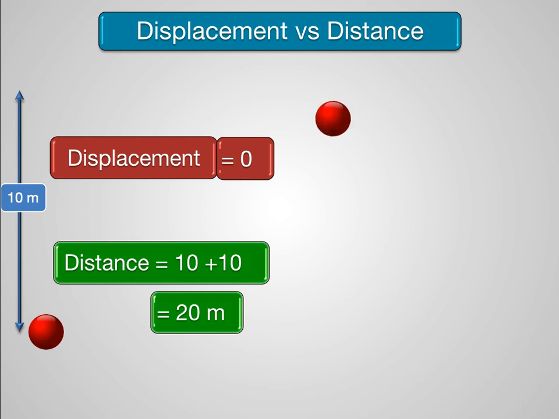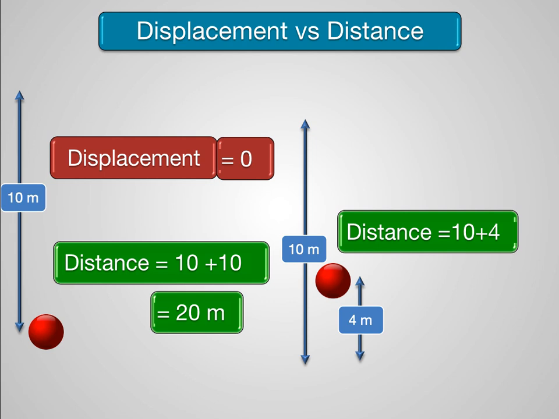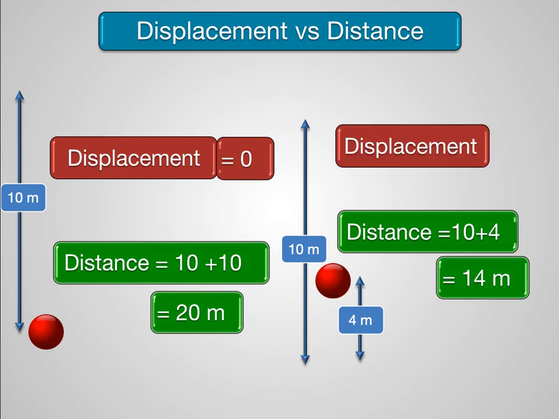Let's see another example. You are dropping a ball downwards. So it came down 10 meters. If you take plus 10 meters, then moving upward, you have to take minus 4 meters. Means the total distance would be 14, but the total displacement should be 10 minus 4, that's 6 meters. So let's see how you can easily find the displacement.